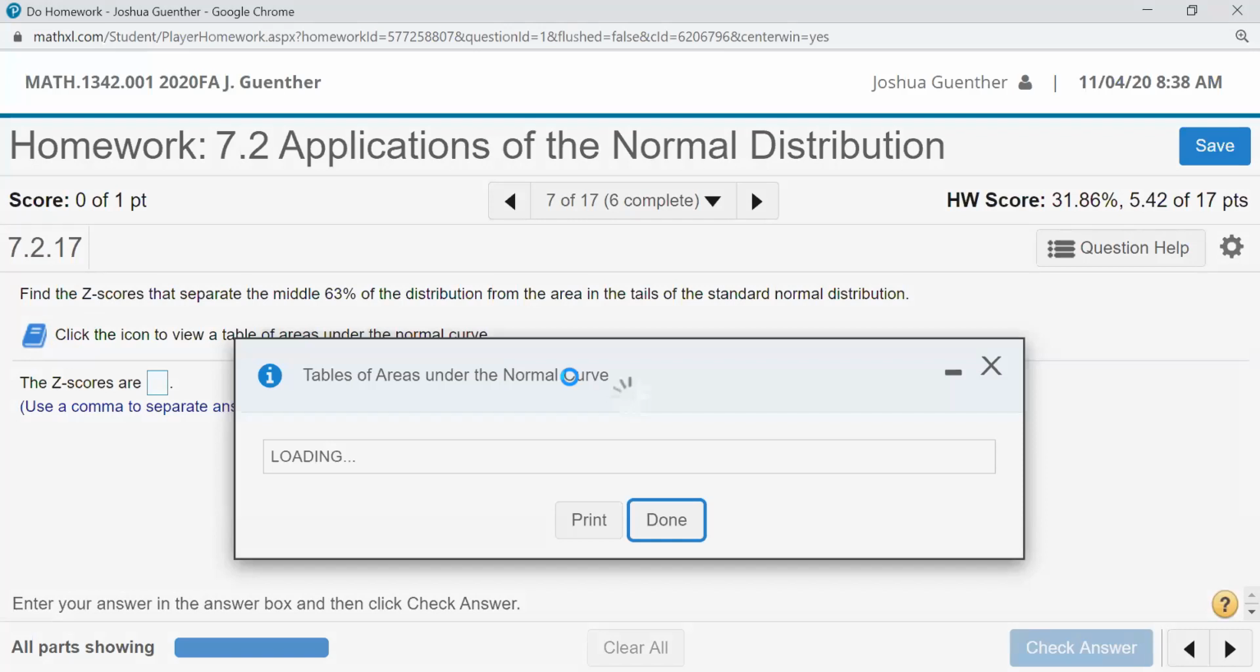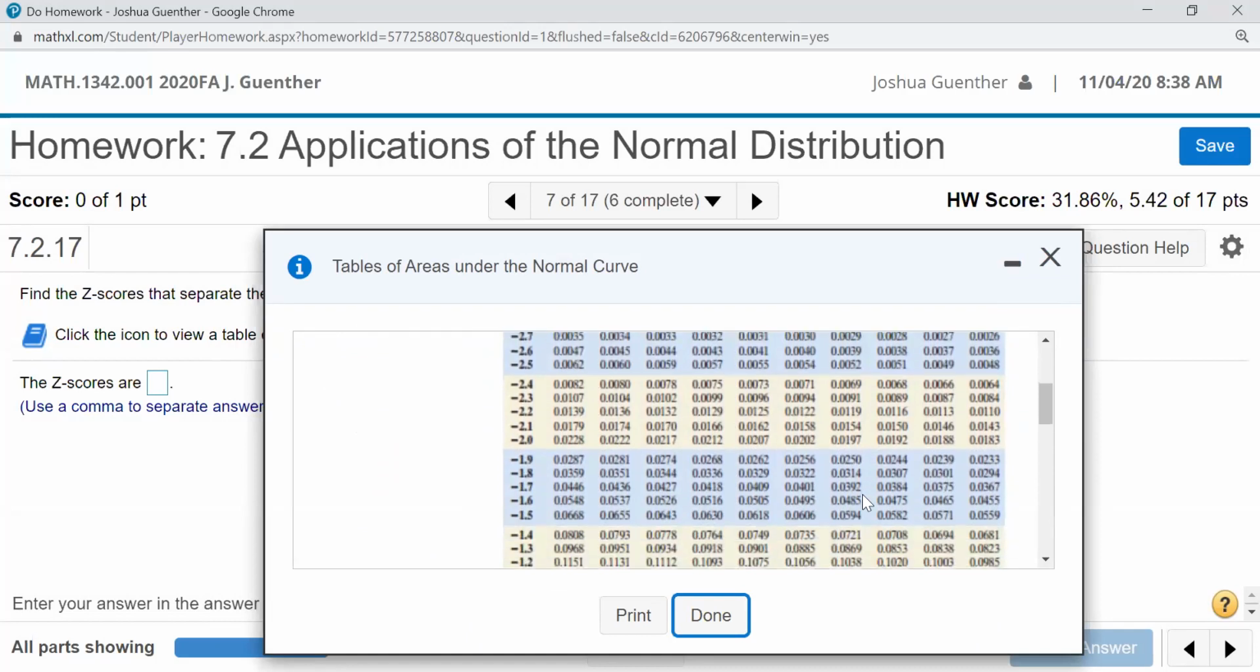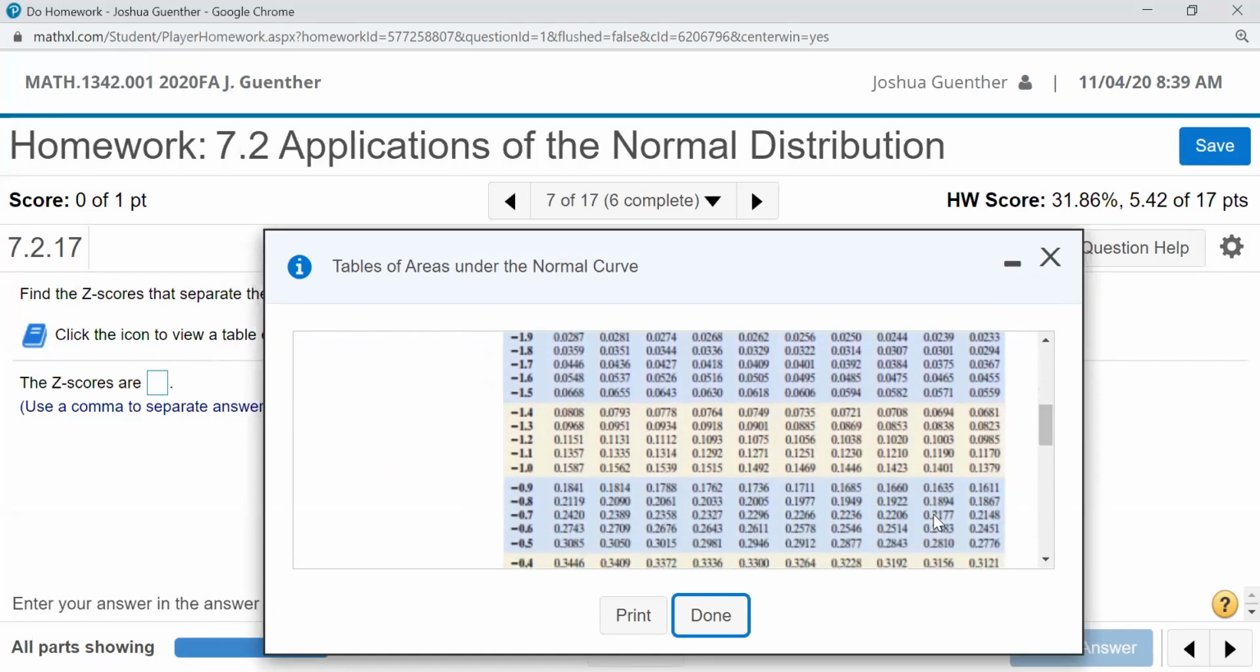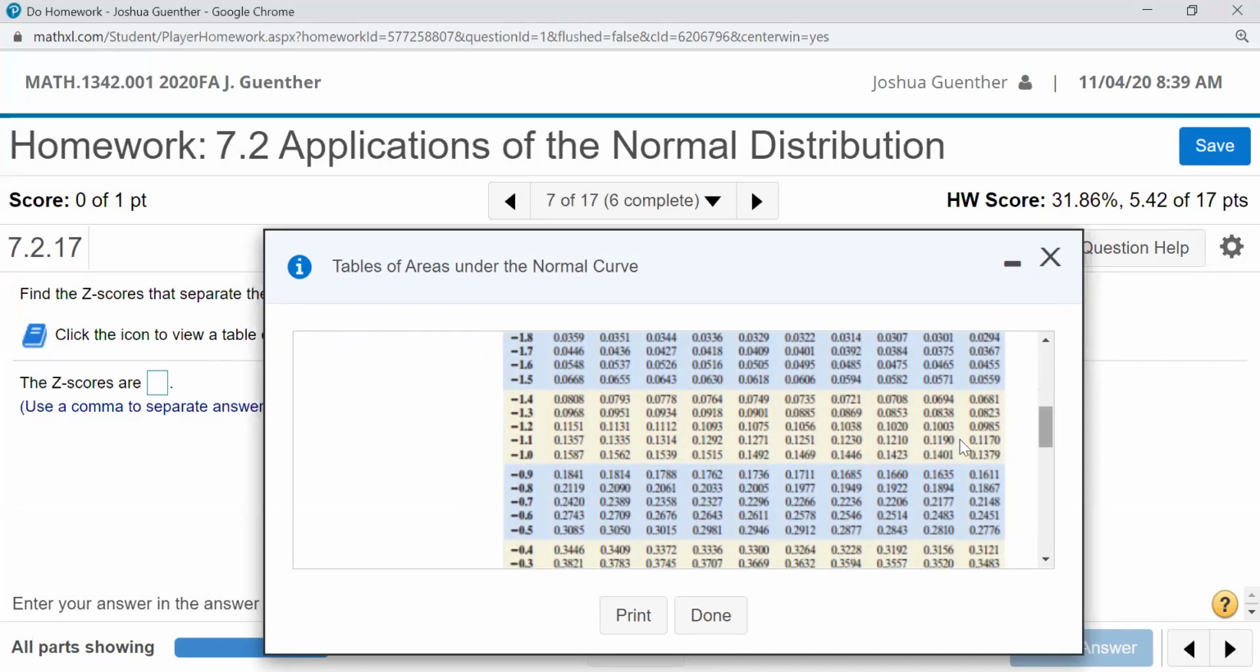So let's do it. We're going to go into our Z chart. We're going to get as close to 0.185 as we can as a probability inside the chart. And it's not going to be perfect. So let's see. 0.185. So this is 0.1867. That's not quite going to cut it. 0.1841. That's 9 units away. So yeah, that's going to be it.